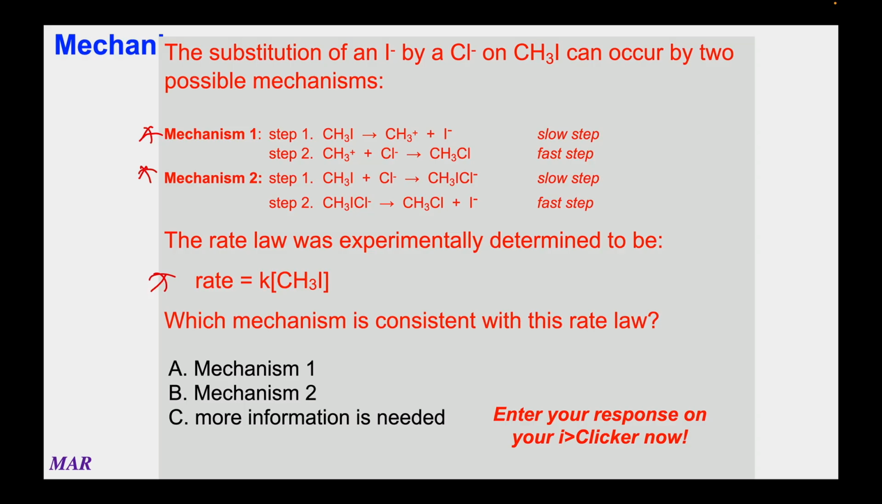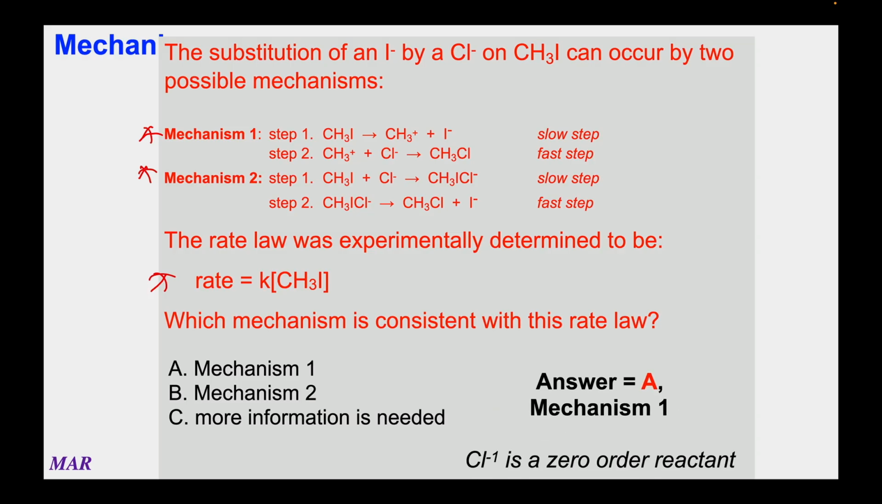Well, if you found that methyl iodide was a first order reactant and you didn't find any evidence that chloride was affecting the rate, i.e. chloride was zero order, then you want a reaction where only CH3I is present in the slow step, no other chemicals. Because if there was chloride, then it would appear as chloride to the first power or something like that. Mechanism 1 is literally that. It's methyl iodide breaking down to other products. So your rate law is consistent with mechanism 1.